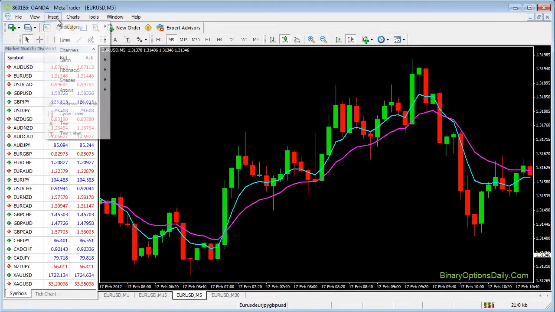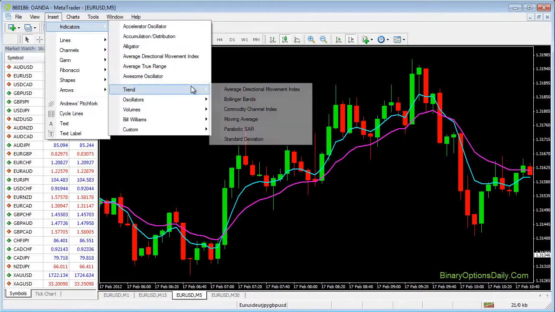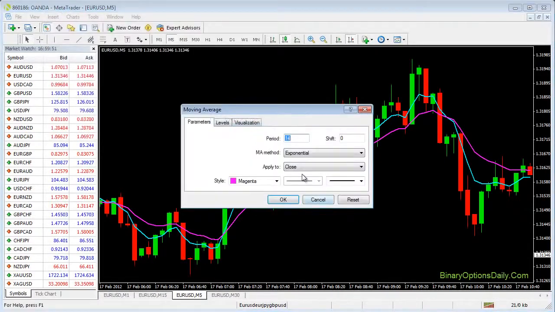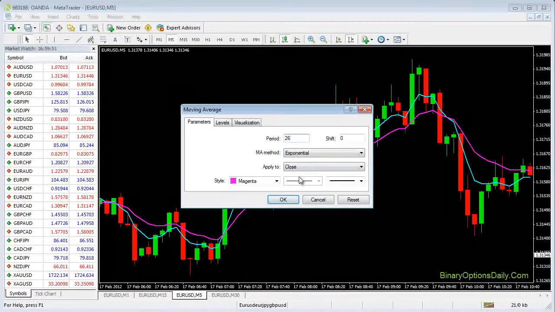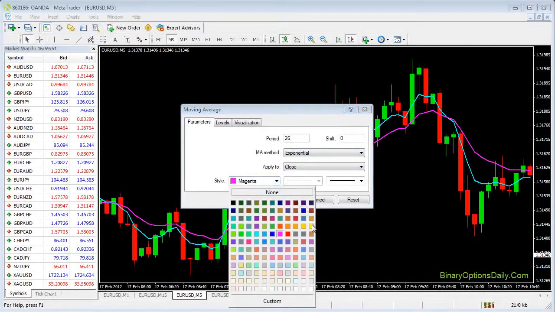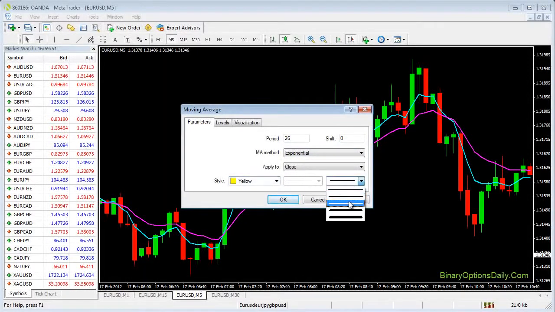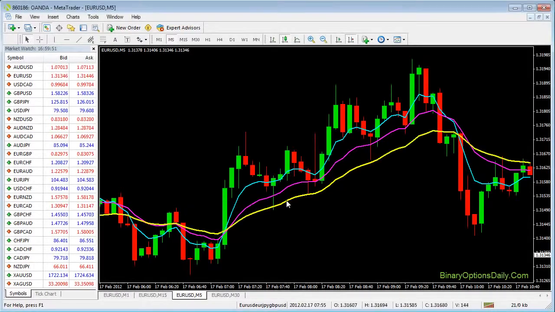And we need to add 1 more. So we're going to go back to indicators, trend, moving average. And this one is going to be a 26-period moving average, exponential applied to close. And I'm going to choose yellow for this color and make this one just a little bit bigger. And go ahead and click OK.